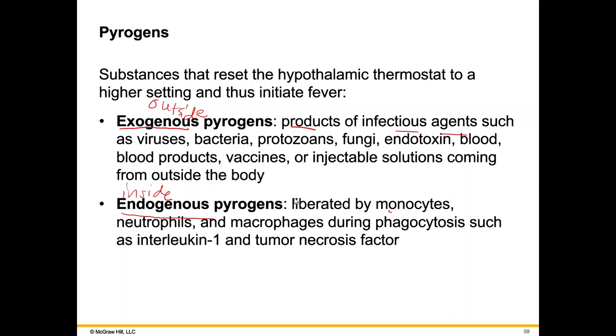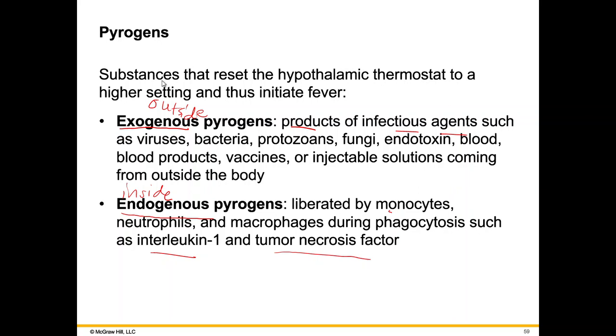Whereas endogenous pyrogens have been consumed inside of monocytes or any other kind of phagocytic cell. And whenever it consumes and lyses and destroys those cells, it releases some kind of pyrogen that was inside that infectious cell, such as a bacteria. And those could be things like interleukin 1 or tumor necrosis factors that would then result in fever.